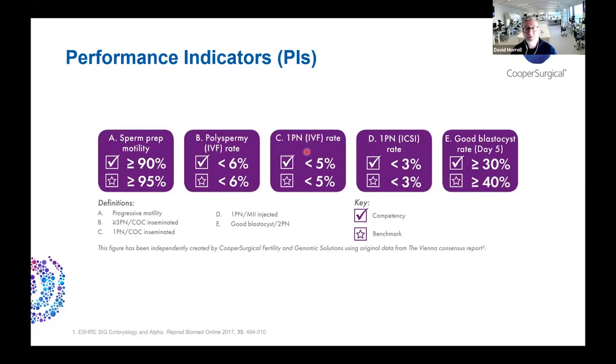The single pronucleate oocytes at fertilization check for IVF and ICSI, and good blastocyst rate on day 5. Some key messages there. First of all, when we look at 1PN rates, for example, we know these are quite different from the 1PNs in ICSI.